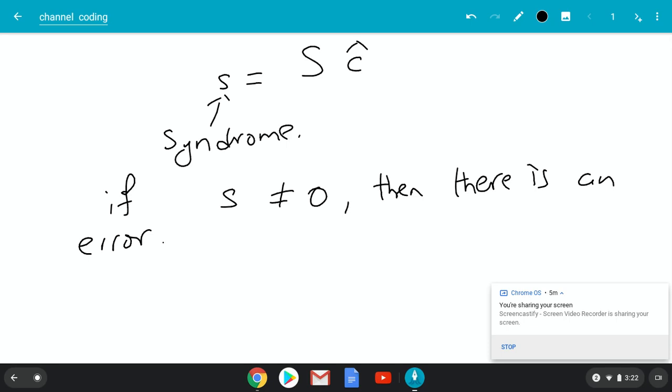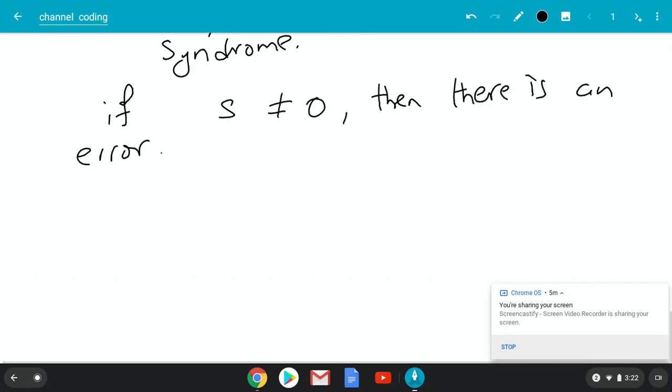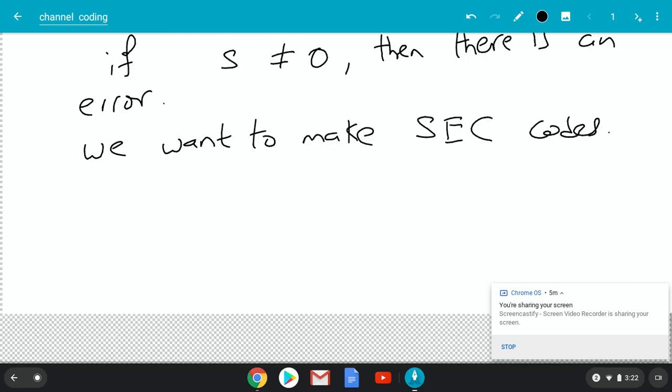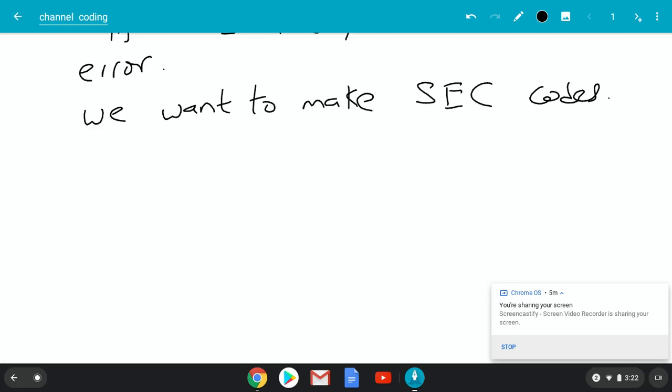Now the next question is, let's say you detected there is an error, then how do you correct it? That's the main thing, right? Remember, we want to make single error correcting codes. So if there is a single error bit, you should be able to correct it, and that means you should be able to pinpoint exactly where that happened. So in order to do this, we have to look a little bit more carefully into what's happening with the channel, the binary symmetric channel.